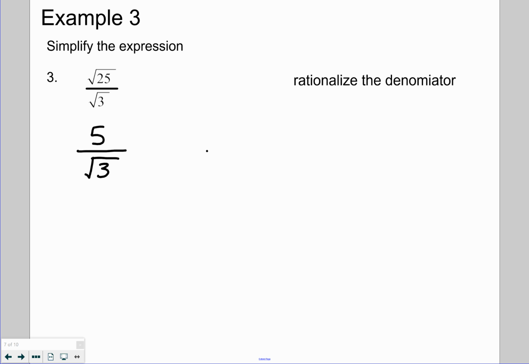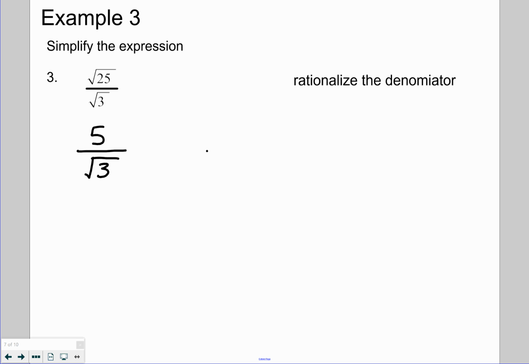Now, I want to be very clear. This is the answer. I know you're thinking it's not. I mean, it isn't, but it is. Isn't that weird? It's the answer. But the reason we can't leave it like this is because there's a radical in the denominator.